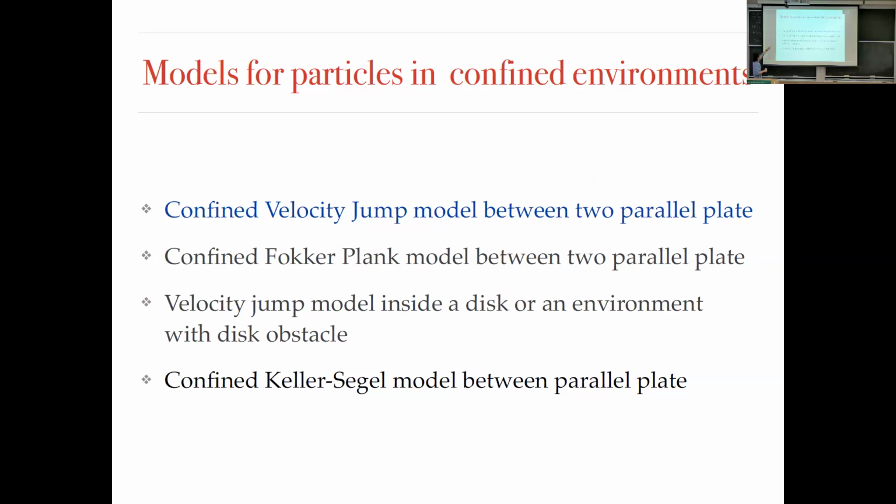This is the first part. Then afterwards, we can derive these two different asymptotic limits out of the velocity jump model. We can find out what kind of boundary condition you should put if we consider the cells as either in the Fokker-Planck regime or the classical regime. Then we can give you what the boundary condition looks like.